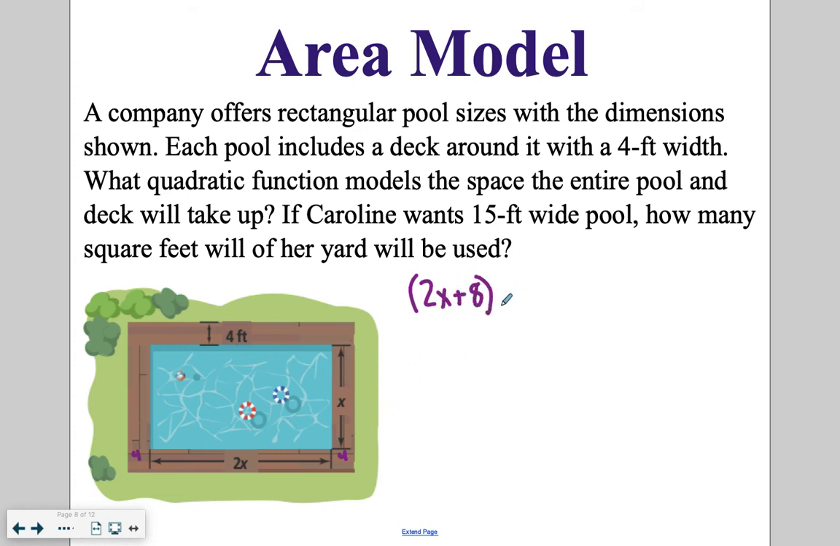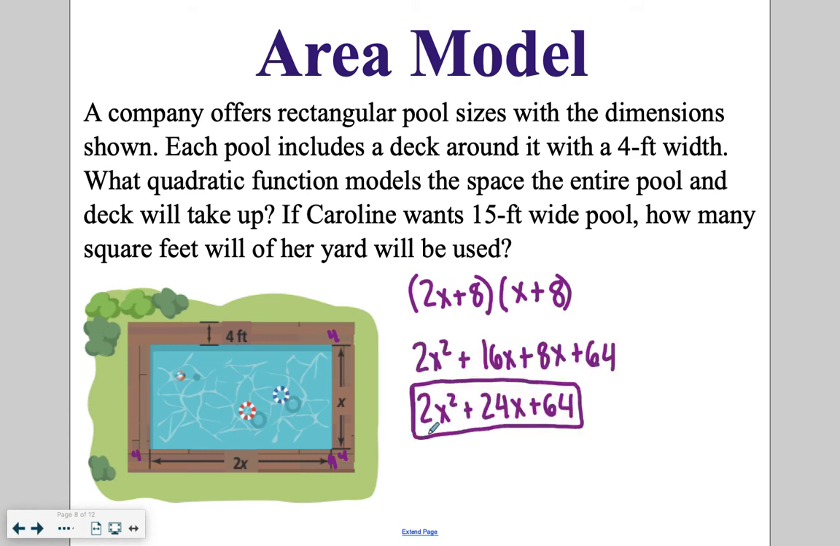Same thing happens with the height. We start with our x, but we have the extension of 4 feet on either side. So we've got x plus 8. Go ahead and finish solving to find the quadratic function on your own. So for our model, we have 2x squared plus 24x plus 64.